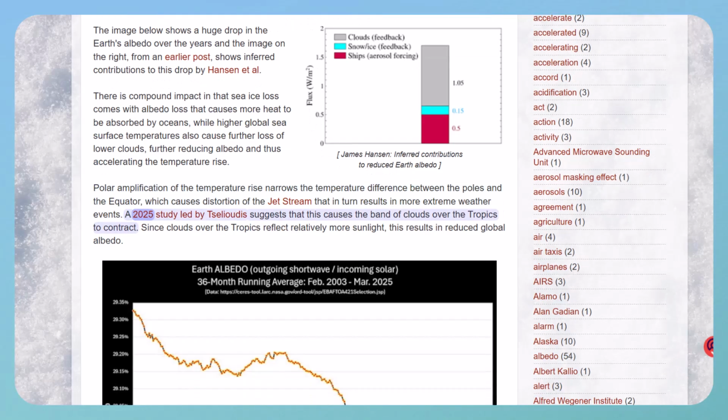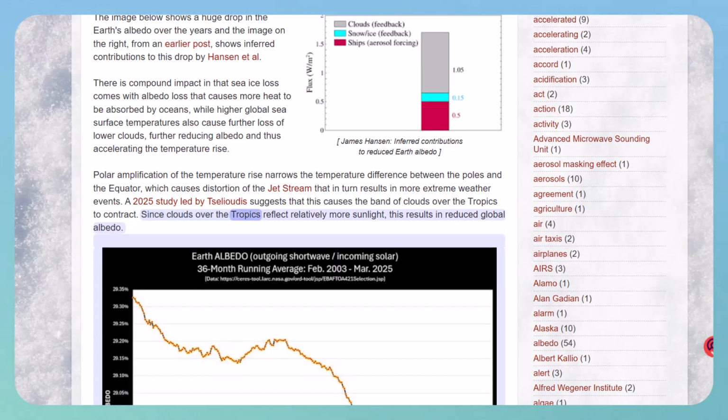A 2025 study led by Tsilioutis suggests that this causes the band of clouds over the tropics to contract. Since clouds over the tropics reflect relatively more sunlight, this results in reduced global albedo. The extraordinary albedo loss depicted in the above image may result in further acceleration of the temperature rise and further occurrence of blue ocean events, such as a blue ocean event in the course of 2025, as discussed next.